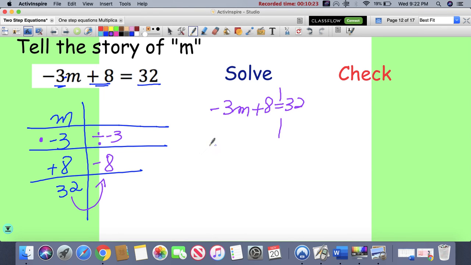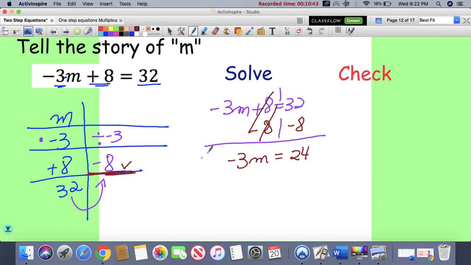First thing I want to do, draw my line. Now I'm going to look at my guide here. It says subtract 8 from both sides. So 32 minus 8 is 24. Plus 8 minus 8 will go away. Minus 3m will come down. The second thing I'm going to do is divide by -3.